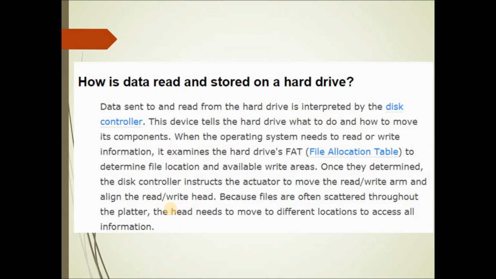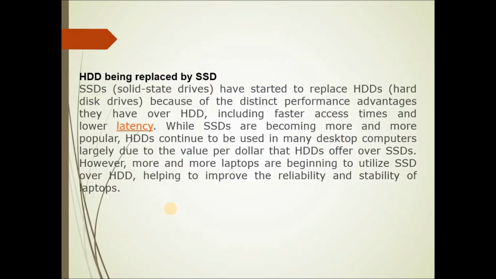Data sent to and read from the hard drive is interpreted by the disk controller. One disk controller is there which interprets this. This device tells the hard drive what to do and how to move its components. When the operating system needs to read or write information, it examines the hard drive's FAT, file allocation table, to determine file location and available write area. So like that, it will read or write data into the hard drive. You can read from here. This PPT I will send you in mail.